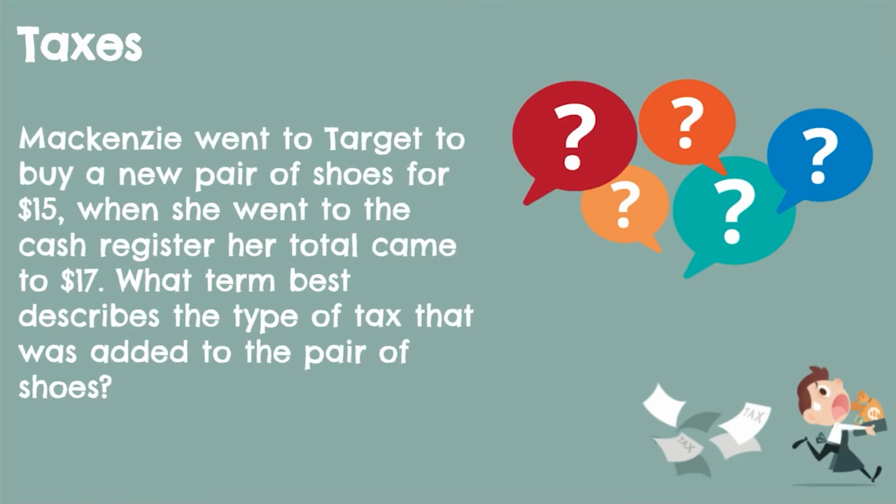Next question. Mackenzie went to Target to buy a new pair of shoes for $15. When she went to the cash register, her total came to $17. What term best describes the type of tax that was added to the pair of shoes? Which one is that? Yeah, it's sales tax. When she was buying something, she had to pay a little bit more, and that is sales tax.